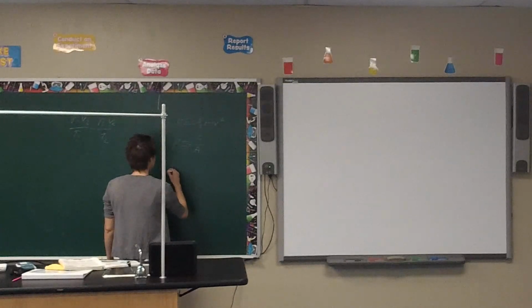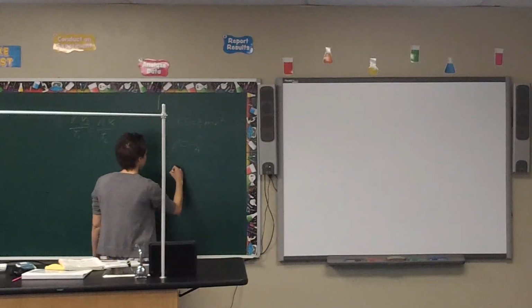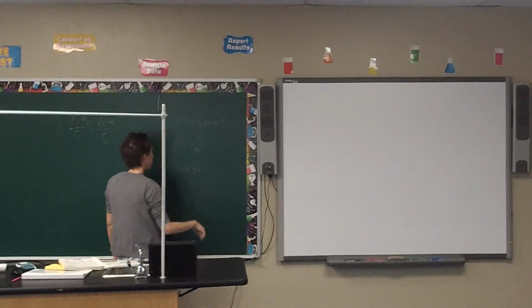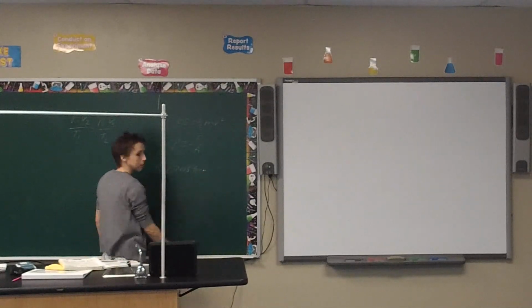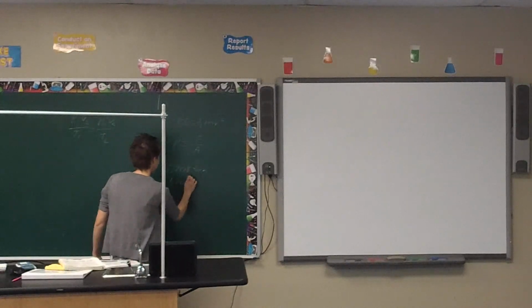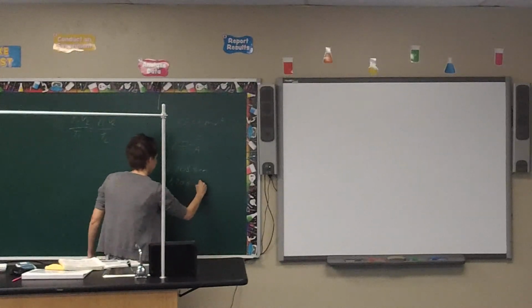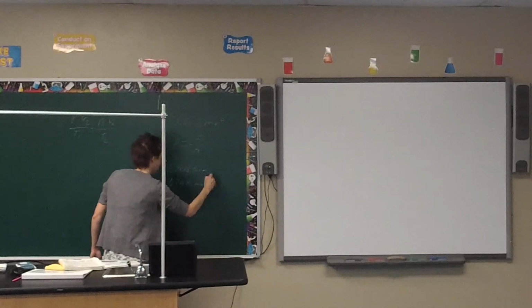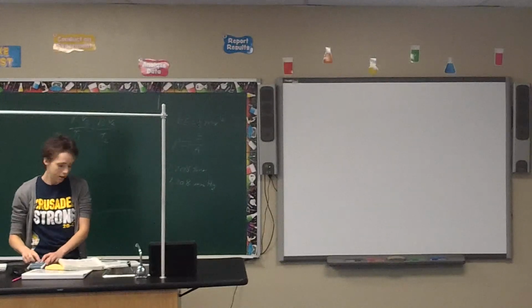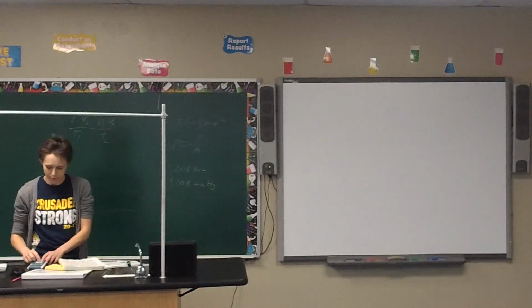Alright, if I have, let's say, 1,208 torr, how many millimeters of mercury do I have? We got 1,208 millimeters of mercury. How many atmospheres do I have, or ATMs? Technically it's just ATM, we don't say ATMs.